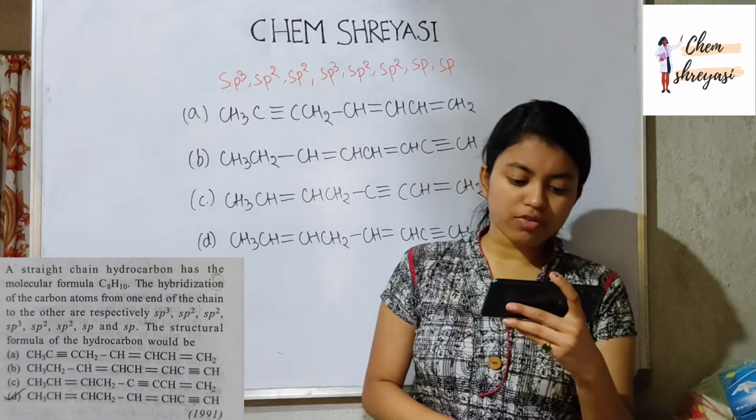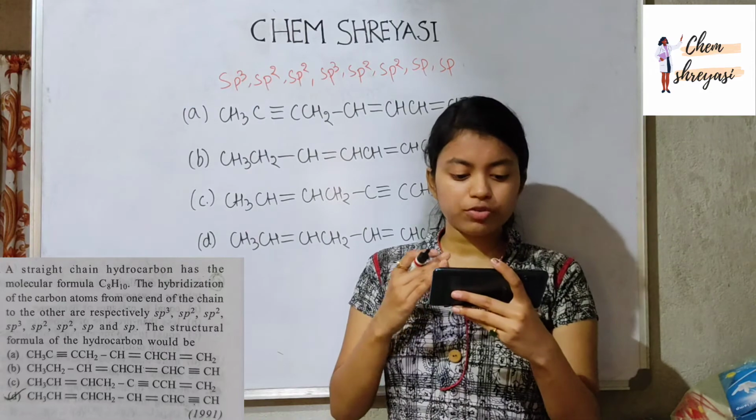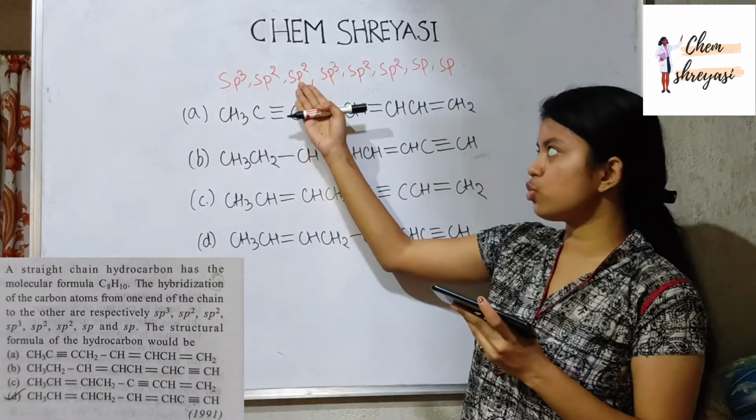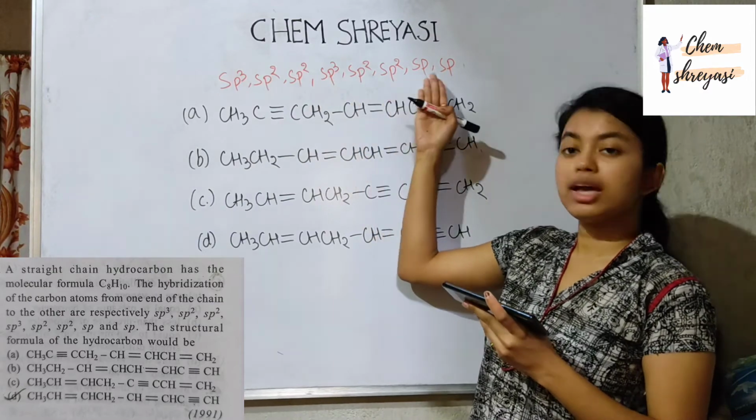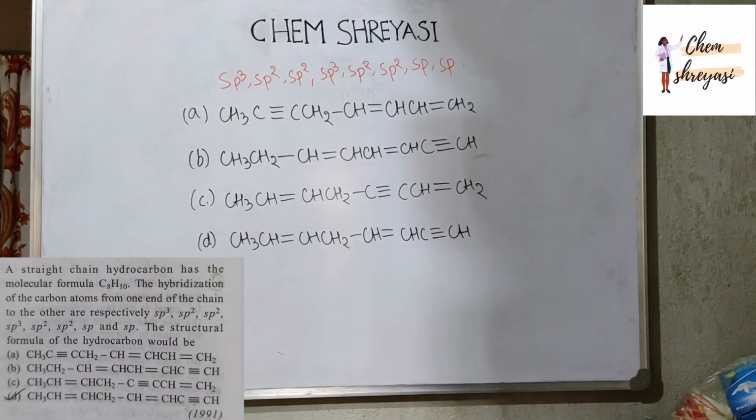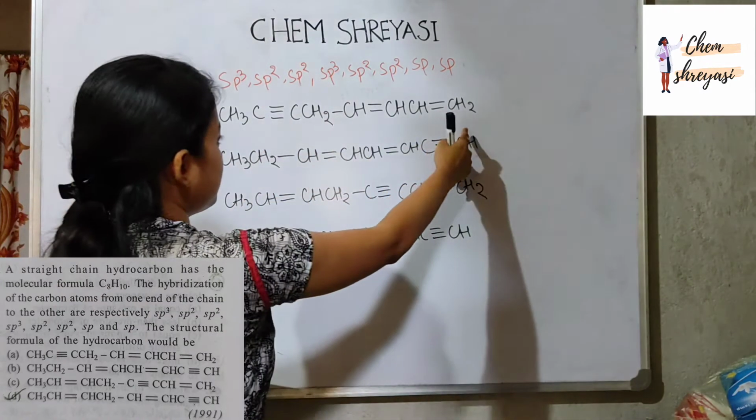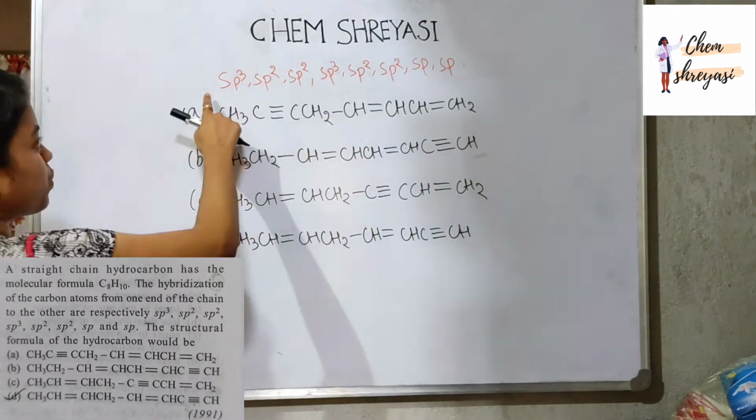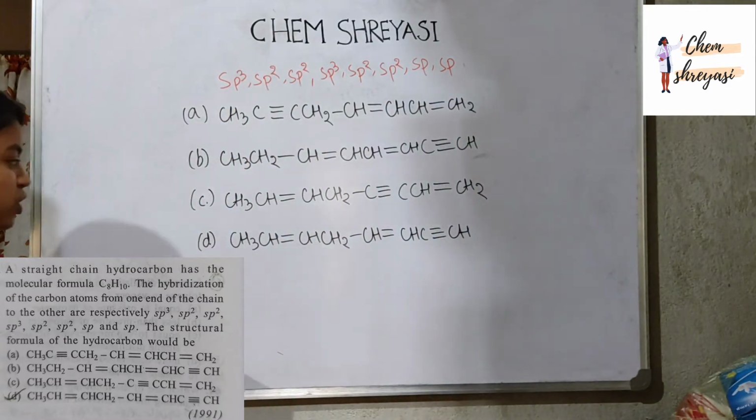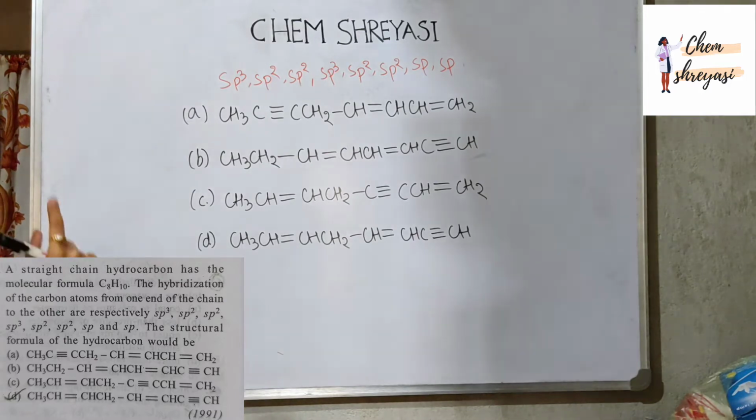Now the hybridization of the carbon atom from one end of the chain to the other end are respectively sp3, sp2, sp2, sp3, sp2, sp2, sp, sp. Now we have been given 4 other options. We have to see which carbon chain hybridization matches with the hybridization that they have given in the question. So first let's start with the first carbon.